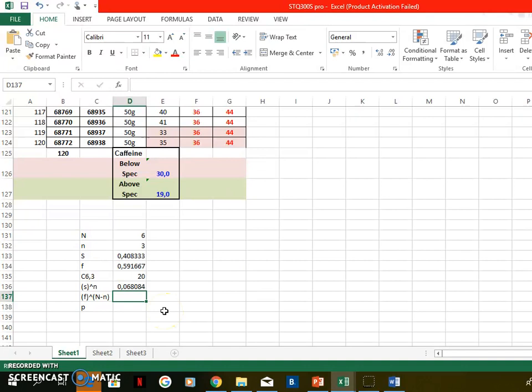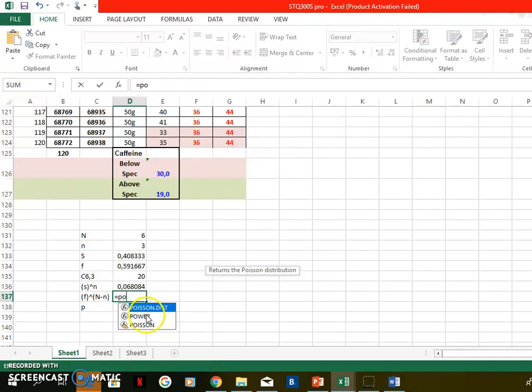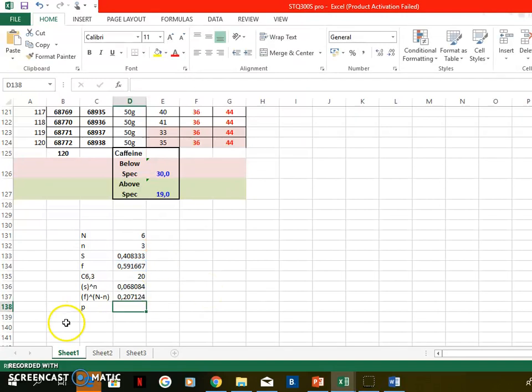Now we are going to calculate our probability of failure to the power capital N minus small n, which is equal to power. Capital N minus small n is also 3, because it's 6 minus 3. So it's power, the number for f, then a semicolon, and then 3, because it's 6 minus 3. Then we close our brackets, and we get our answer there.